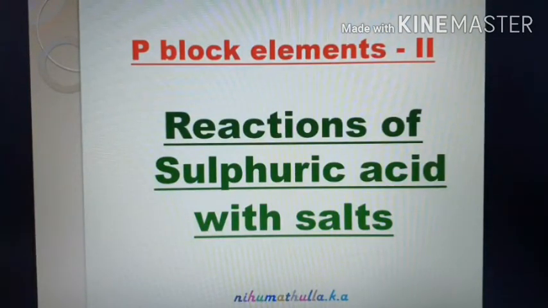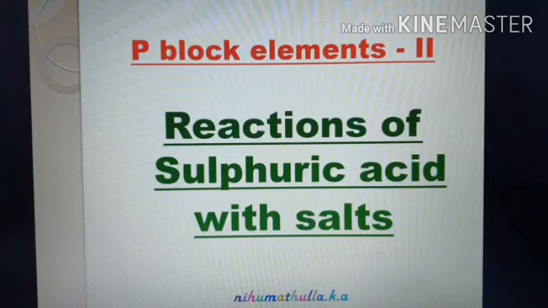In this video, we are going to discuss the reactions of sulfuric acid, H2SO4, with salt. Sulfuric acid undergoes reaction with potassium chloride and potassium nitrate and converts them into bisulfate. Sulfuric acid also undergoes reaction with sodium carbonate and sodium bromide. It also undergoes reaction with organic compounds and gives a sulfonic acid. How do the reactions take place?